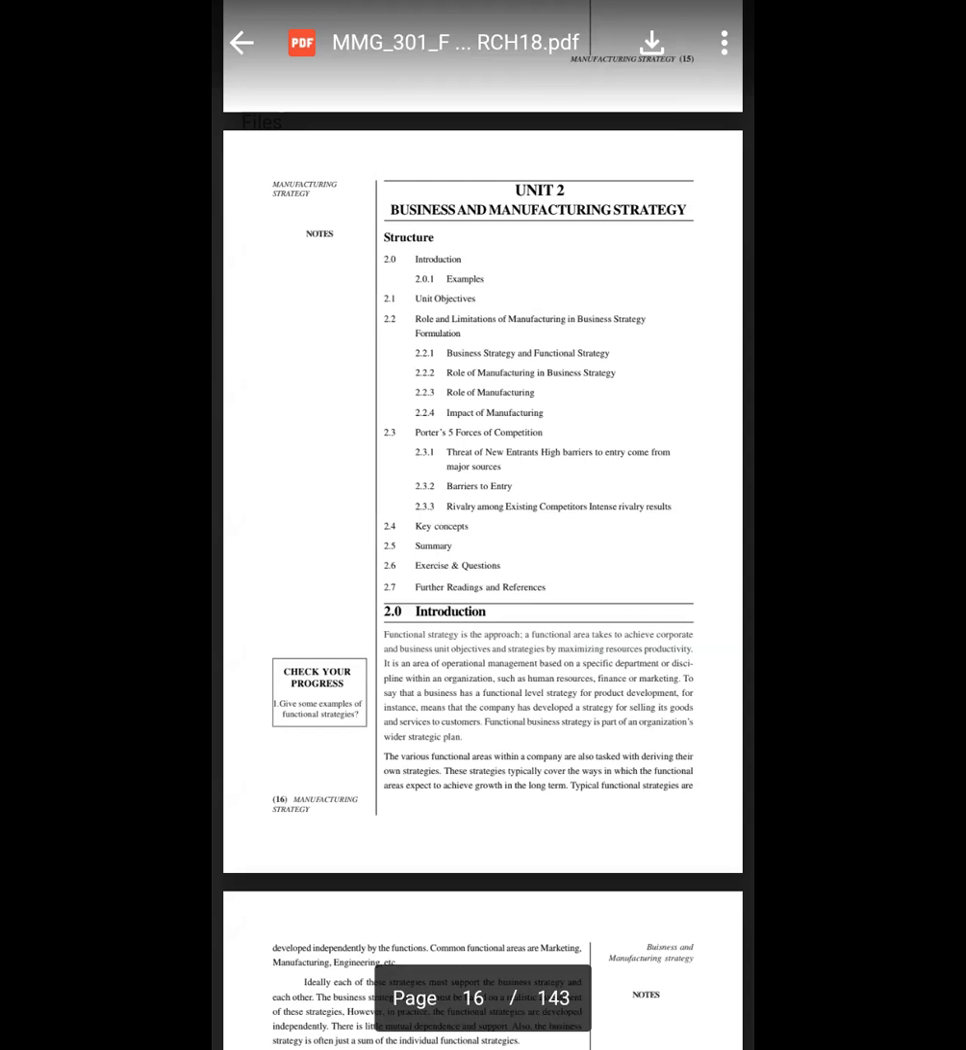Okay, so today we are going to see unit number 2, that is called business and manufacturing strategy. In this chapter we are going to see how a business can be managed through the strategy which we are implementing in day-to-day life. If any person is having a manufacturing unit, then how they can manage their business, that we are going to see in this chapter.